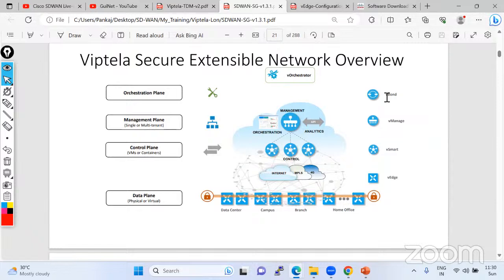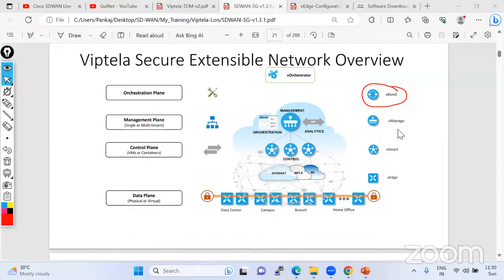Okay, once it has onboarded you, its responsibility is done, and it will do some other work also. I'll explain at a later stage what other work is done by the vBond, but the primary is just onboarding the devices. Okay, clear on vBond? So this is the vBond.